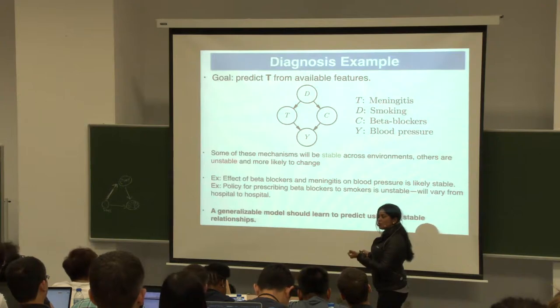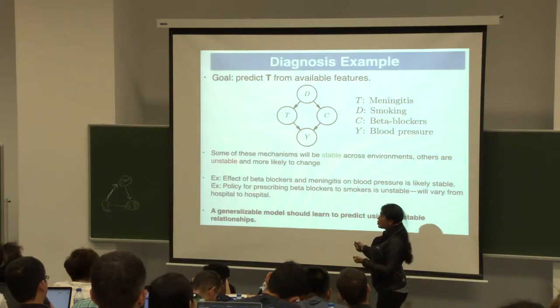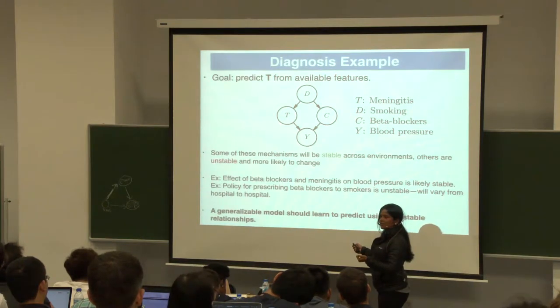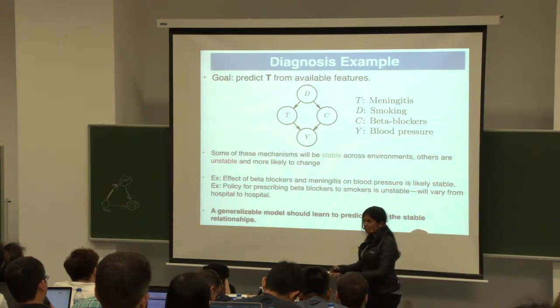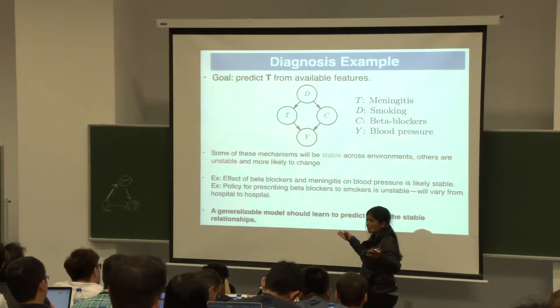So I see your blood pressure is really low. Turns out meningitis makes your blood pressure low. So if I see your blood pressure is really low, I should think, maybe you're at risk for meningitis. Maybe you have meningitis, right? It's the thing that doctors often do. You see some symptom and you're trying to reverse engineer what's the cause.